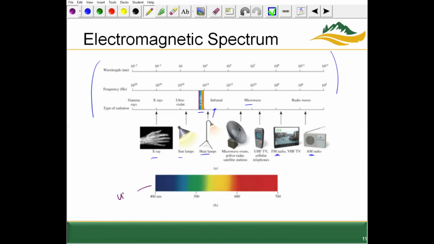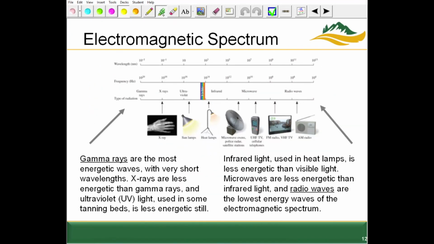Then again, violet is 400 nanometers, so the smaller wavelength. 700 nanometers for visible light is red. That is the largest wavelength. Largest and smallest within the range of visible light. It's really important to connect wavelength to frequency to even energy.